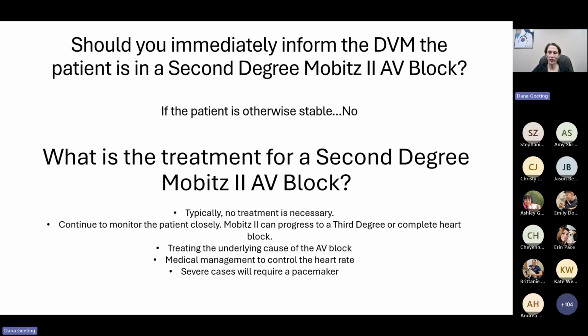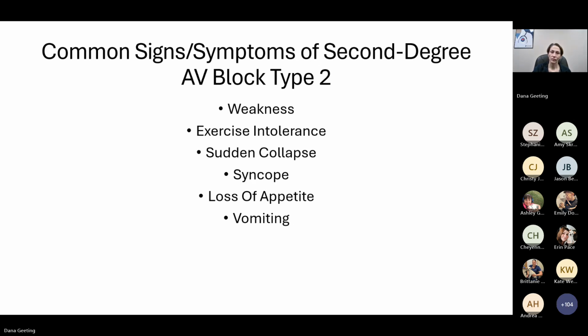With the second degree, there's usually an underlying cause for the block. If they are going to treat anything, you're going to want to treat the underlying cause of the heart block. And again, in the most severe cases, it does require a permanent pacemaker. Signs and symptoms, again, are weakness, exercise intolerance, sudden collapse, syncope, loss of appetite, and vomiting.